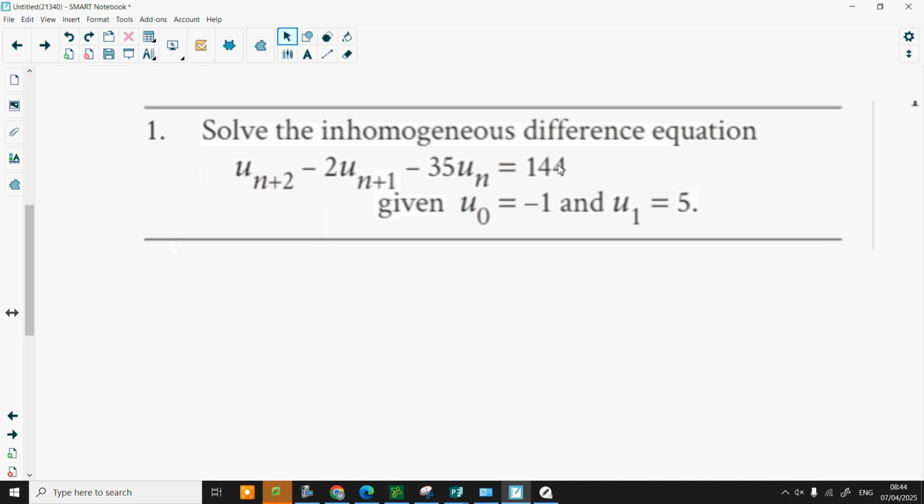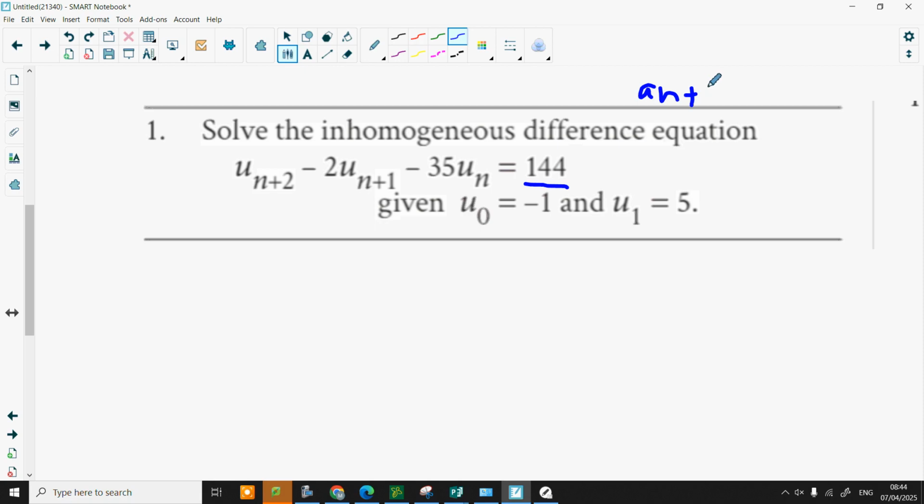Solve the inhomogeneous difference equation. Now the other ones were like 0, they didn't have anything on the other side. In this case, you'll see there's 144 on the other side. Okay, and this is considered a constant. So the technique for this is, because this is a constant, it's not a linear.